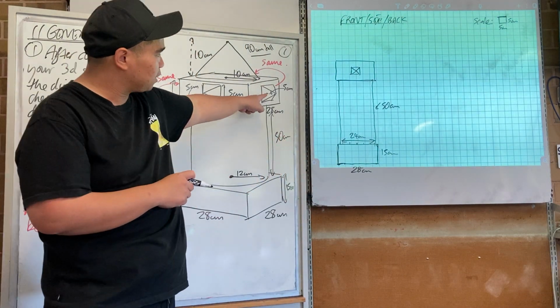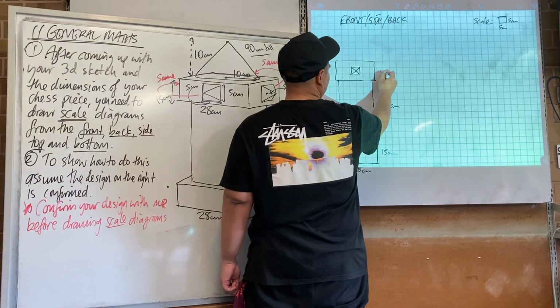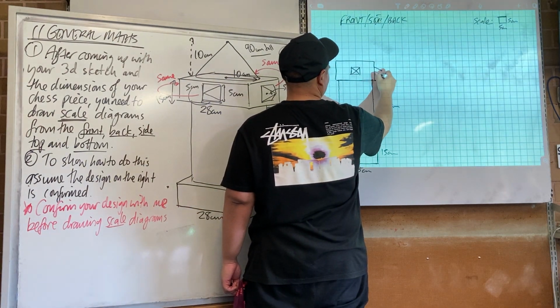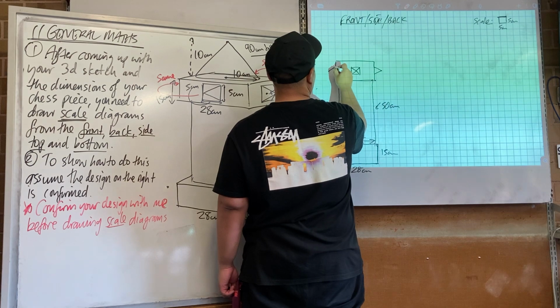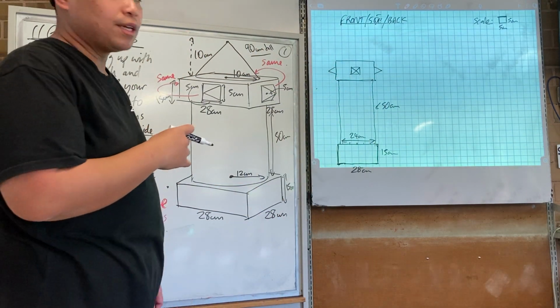How tall did I say the pyramid was? Also 5. So here, it's going to stick out by 1 box. Here it's going to stick out by 1 box. I'll add the dimensions later. We're just getting the drawing done.